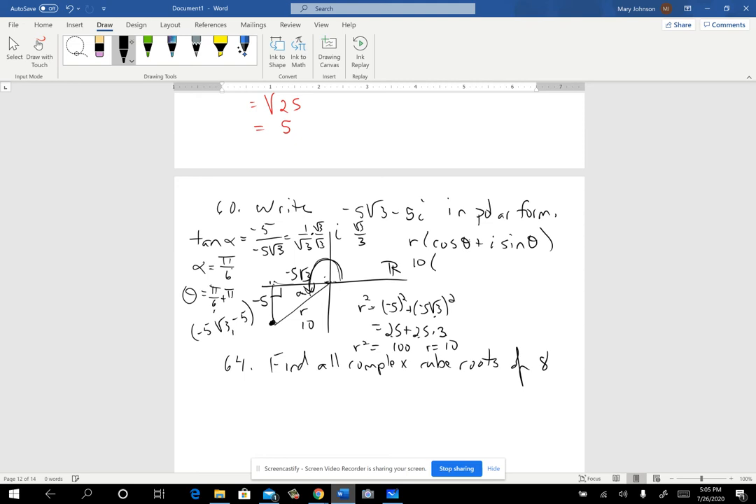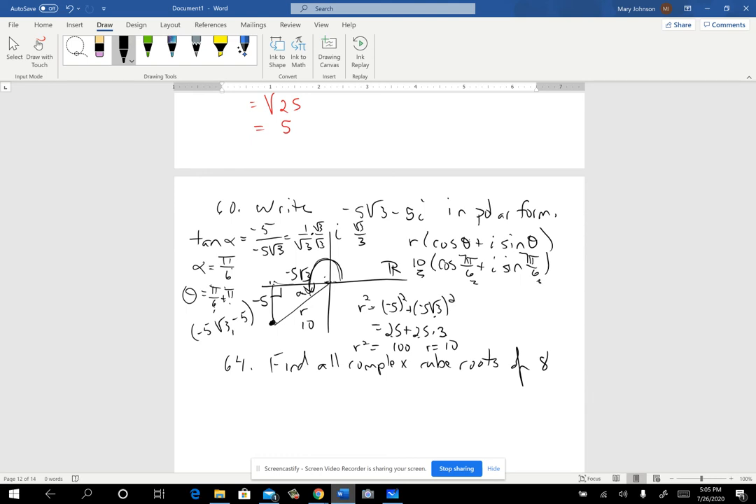So that's 1 pi over 6 plus 6 pi over 6. That would be 7 pi over 6. So it should be cosine 7 pi over 6 plus i sine 7 pi over 6. So that's your radius, and that's your argument.